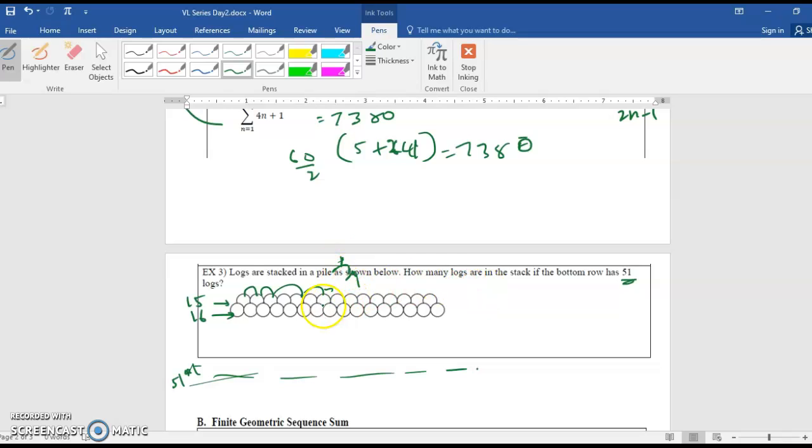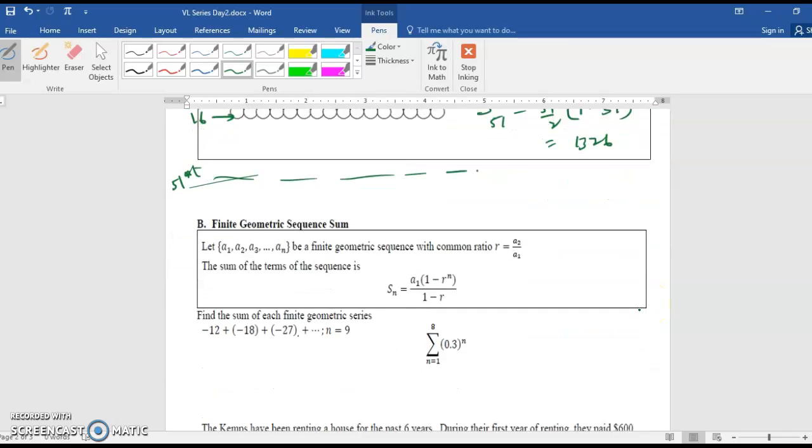So you're actually looking at a common difference of 1. It's like asking for the first 51 natural numbers with common difference 1, right? That's the series here. Then S51 would be 51 divided by 2, and the first term is 1, and the last term, how many would you see? 51, isn't it? There are 51 rows, so in the last one there are 51. So this will come to 1326 logs. All right, so that's the deal.